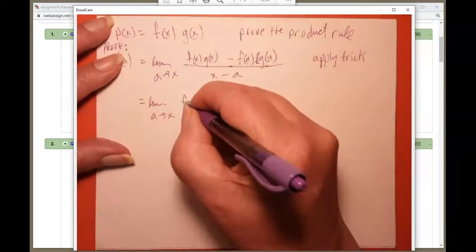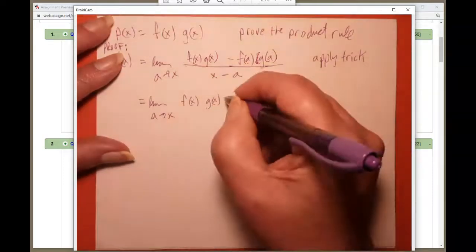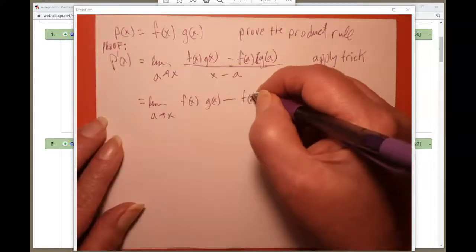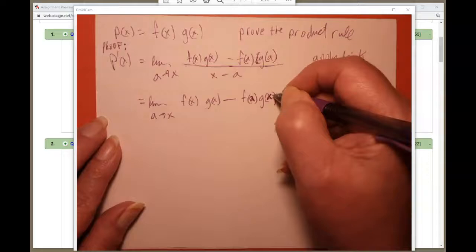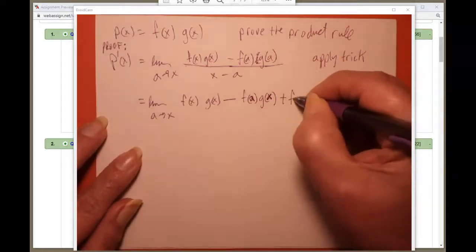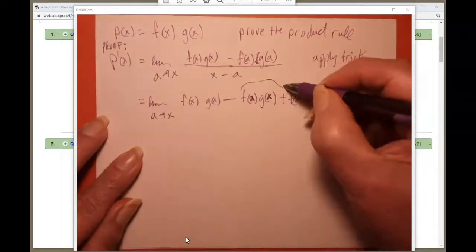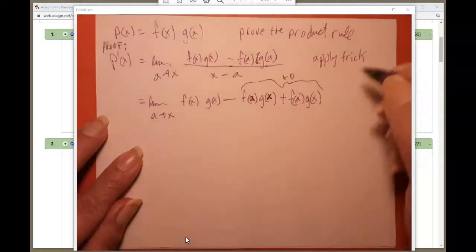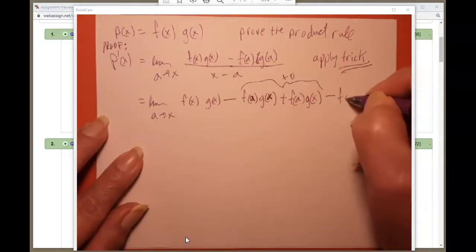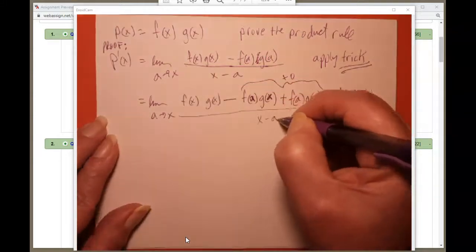We're going to add f of x, g of x, actually subtract f of a times g of x. And then we're going to add f of a times g of x, then write down the rest. So right here we added 0. This was plus 0. So that's a trick. Minus f of a, g of a, writing down the rest, all over x minus a.